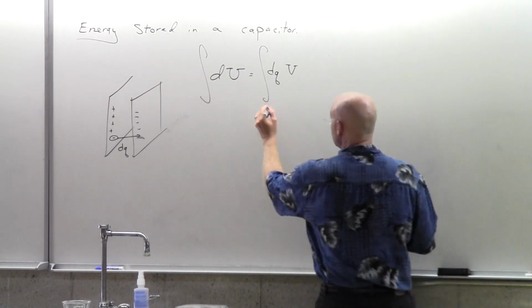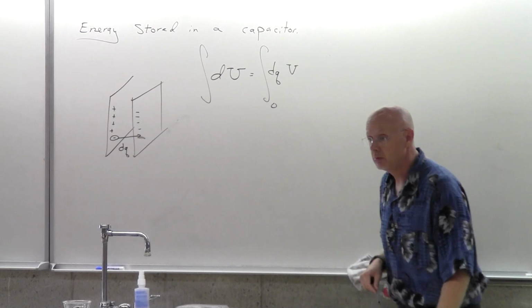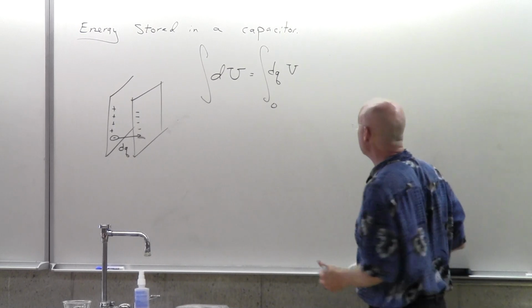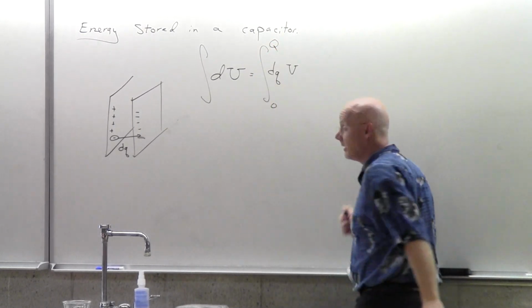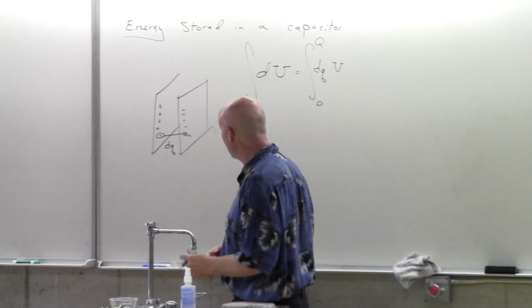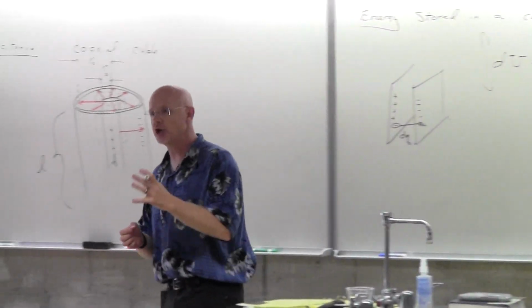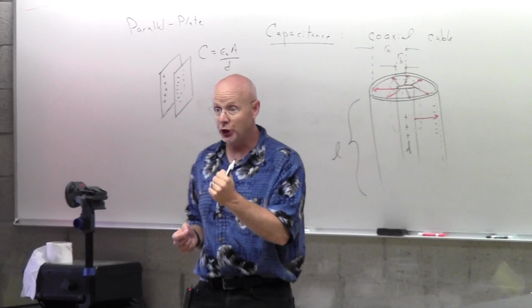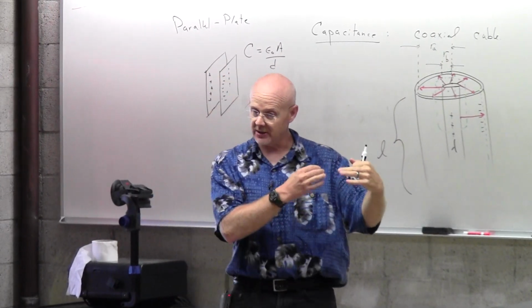Start with a charge of 0 and keep adding it up until you get a charge of capital Q. And so my question is, if I charge a capacitor to capital Q, how much energy is there?